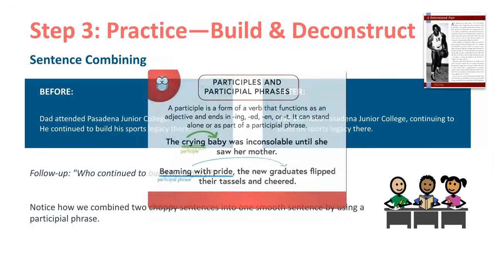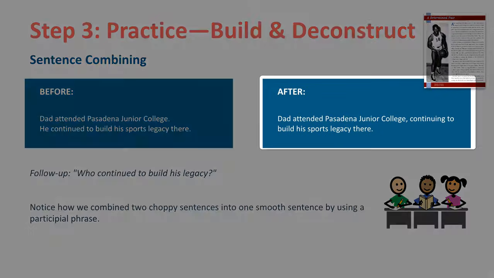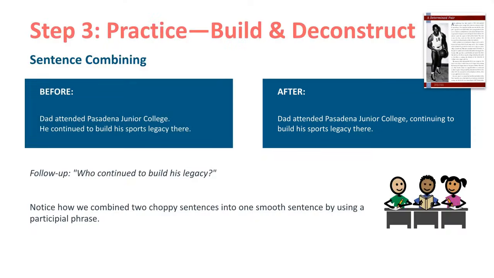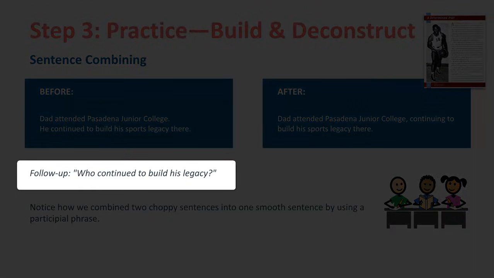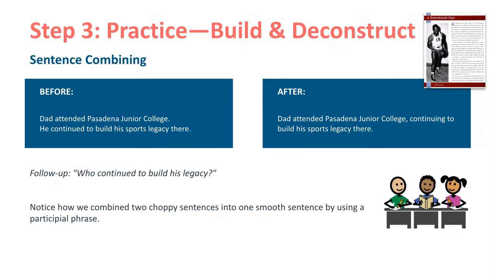Choppy, right? Let's combine them using a participle phrase. Change "he continued" to "continuing" and add it to the first sentence with a comma. Read the combined version. "Dad attended Pasadena Junior College, continuing to build his sports legacy there." Much smoother. Then you're going to want a follow-up question to check for understanding. "Who continued to build his legacy?" That's right, Dad. This helps students understand the participle phrase refers back to the subject.